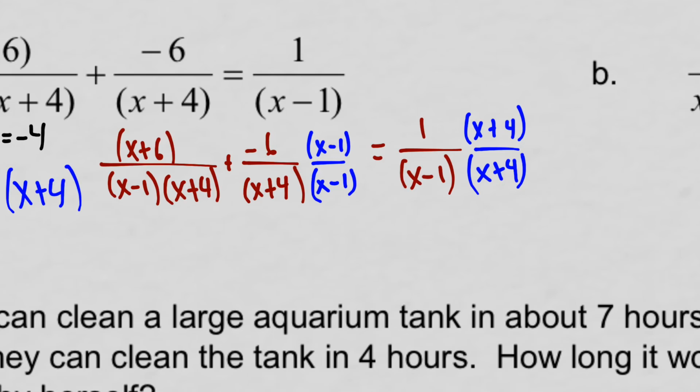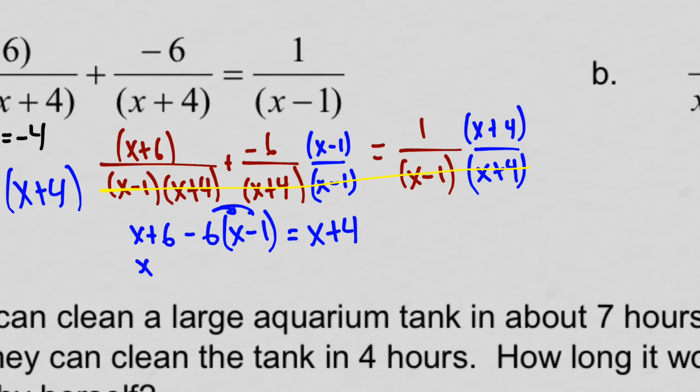So that means that you can actually stop worrying about the denominators. They're all the same. Just worry about the numerators at this point. X plus 6 minus 6 times x minus 1, right? Be careful, this is x plus 6 minus 6 times x minus 1, that's that part, equals 1 times x plus 4, which is just x plus 4. Alright, I'm going to distribute here. Be careful because it's -6, so it's going to be x plus 6 minus 6x plus 6, because it's -6 times -1, equals x plus 4.